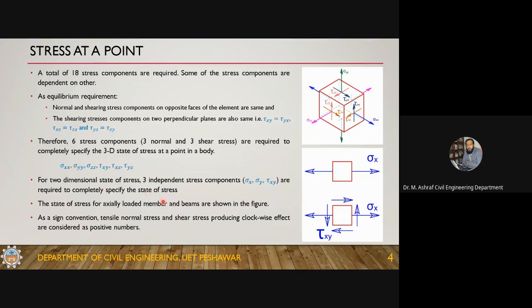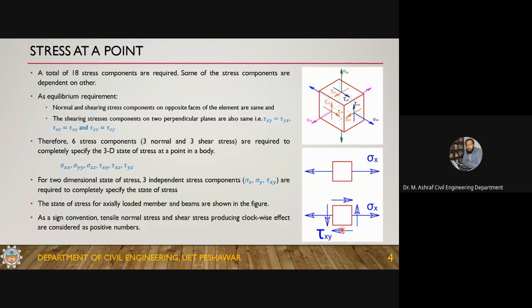For a beam, you know that the beam is subjected to shear force and bending moment. Shear forces produce horizontal and vertical shear stresses, and bending produces normal stresses in the x direction. So 2 effects are acting: one is producing the normal stress in the x direction, and the other is producing shear stress. This is a beam element. You have the normal stress acting in the x direction, and you have the shear stress acting.